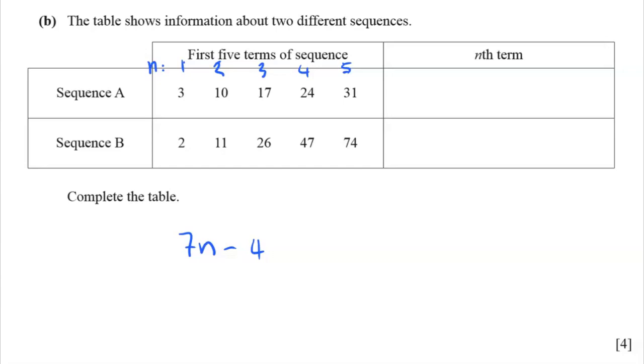So what can we say here? The nth term is 7 times n minus 4. And we don't need that little help there anymore. All right, so for sequence B, actually, it's useful to have that, right? And this is the number of the term. 1, 2, 3, 4, 5.